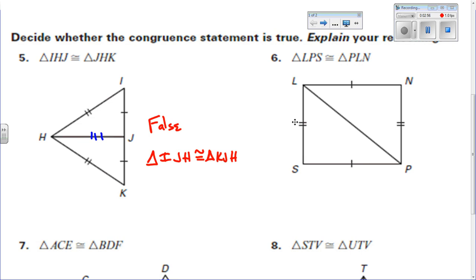Number 6. Once again, they share this side, LP, so you could say that it's reflexive. LP is reflexive to itself. So then LP is congruent to PL. Those 2 are congruent. PS, which is the bottom one, is congruent to LN, which is the top one. And LS, which is this one, is congruent to PN, or NP, which is that one. So that would be true, and it would be side, side, side.